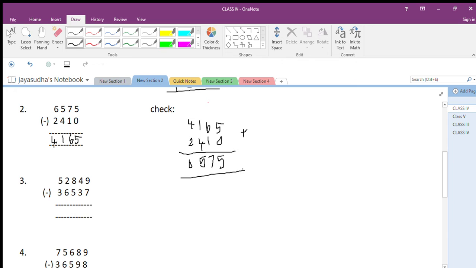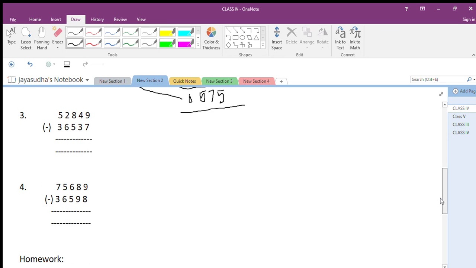In your first row, if you get the same answer, that means it is your correct answer. You are adding the second row and the subtraction answer, and you get your first row answer. Listen, children. Here 6575 is the same as this 6575. So your subtraction answer will be correct. This is how you know whether the answer is right or wrong. That method is checking by adding. Okay children? Now move on to the next sum.